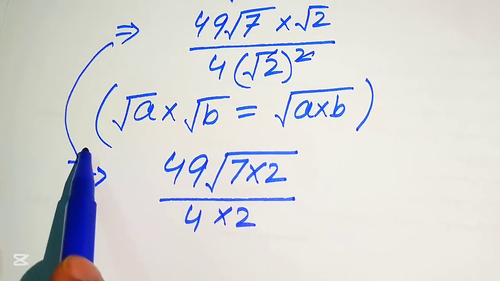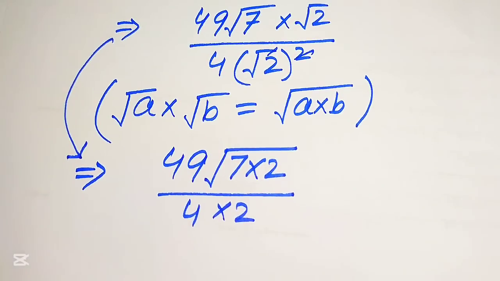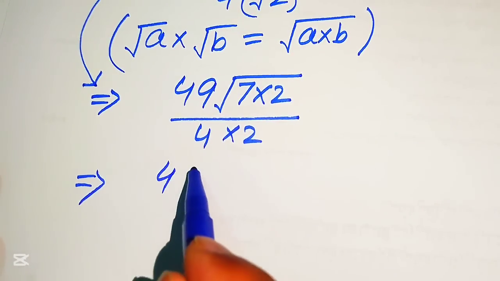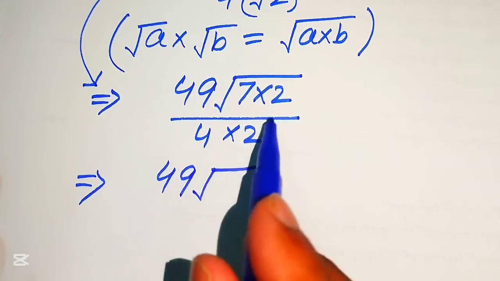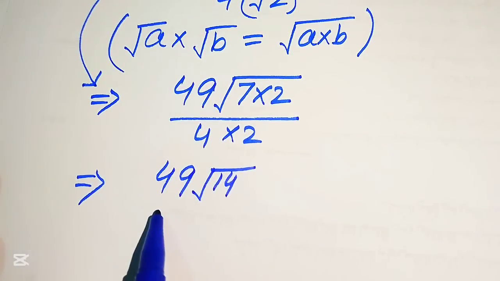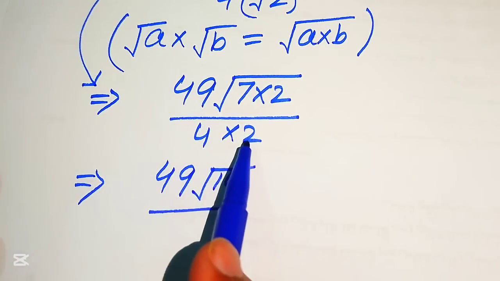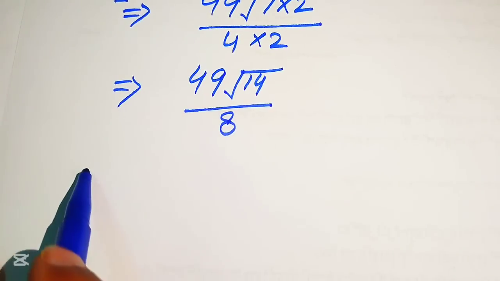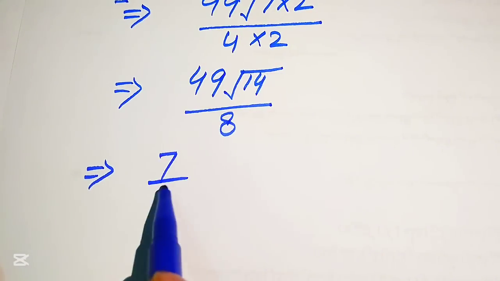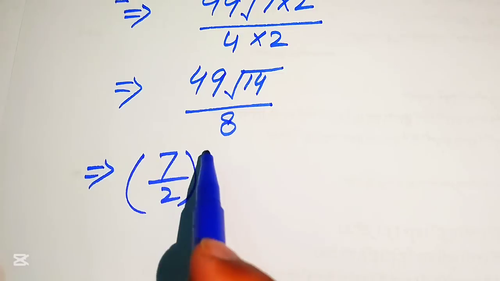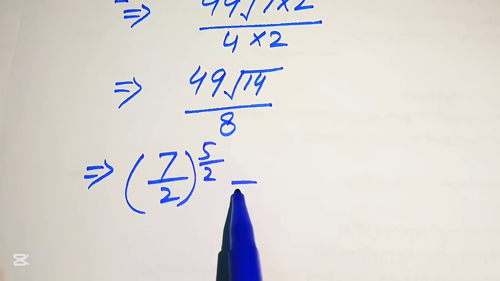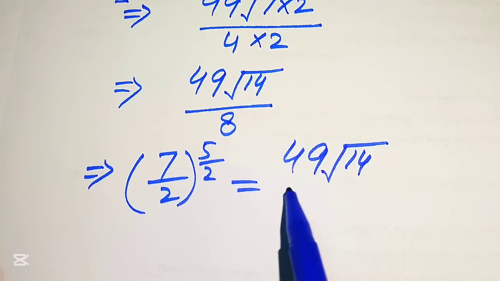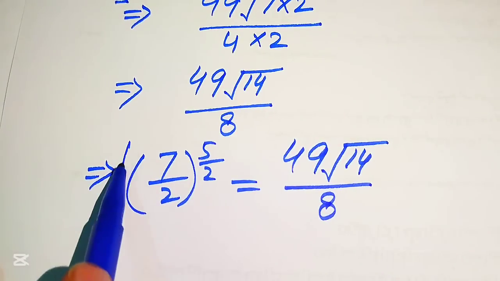Okay, so this step implies that further in the next step we have 49 times of square root of 7 times 2, which is 14, divided by 4 times of 2 becomes here 8. Okay, so finally the final answer of the given question is 7 over 2 to the power of 5 over 2 equals 49 times of square root of 14 divided by 8.